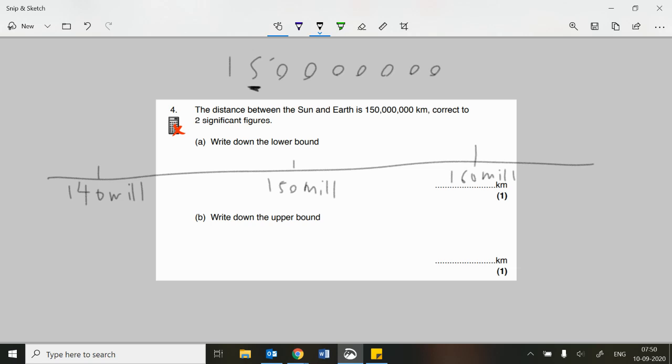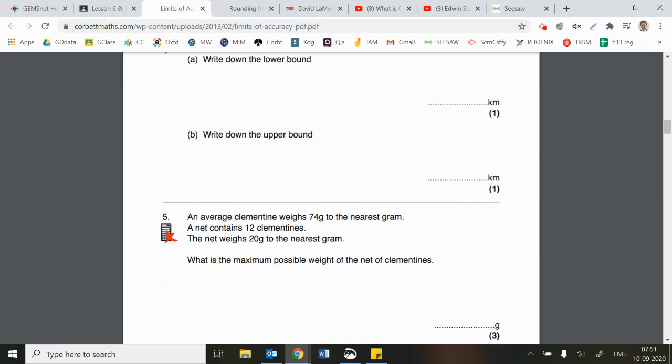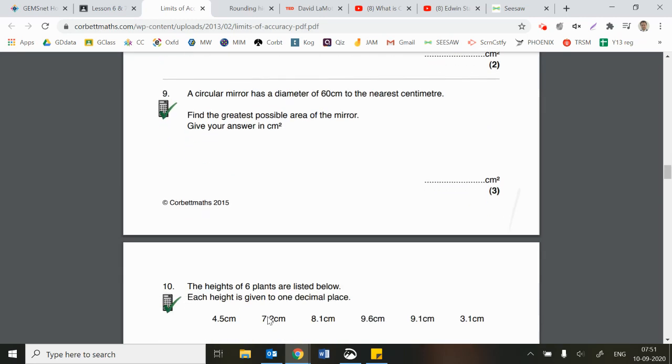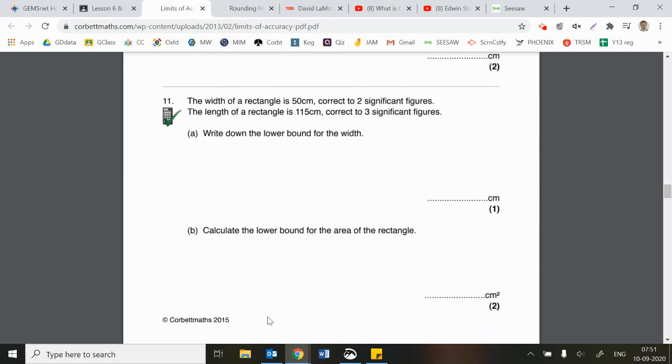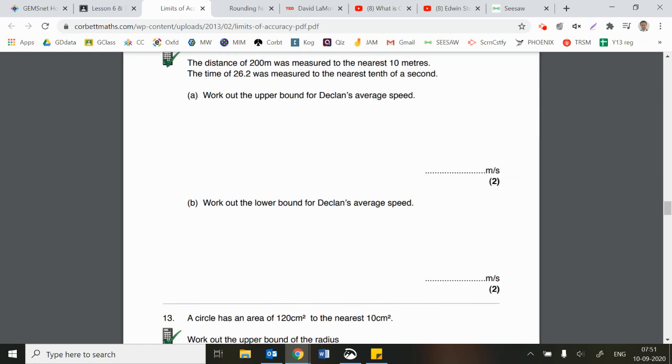Okay, now we find the halfway points here. So the halfway point is going to be 145 million, and the halfway point is going to be 155 million, and that's going to be your lower bound, and this is going to be your upper bound. There's the lowest possible value that it could actually be, and the highest possible value it could actually be as well. So that's how you deal with it with significant figures. And let's see if we can find one with decimal places as well. Let's see if they've got one with decimal places. Doesn't seem to be the case. Here we go, this one here.